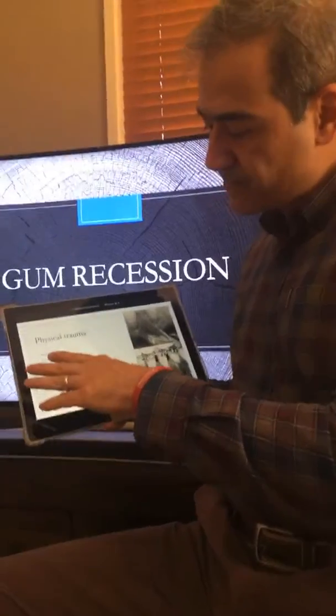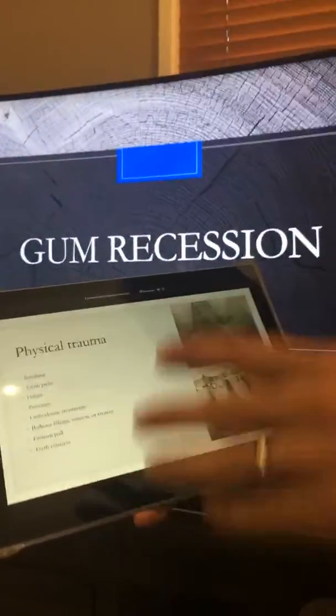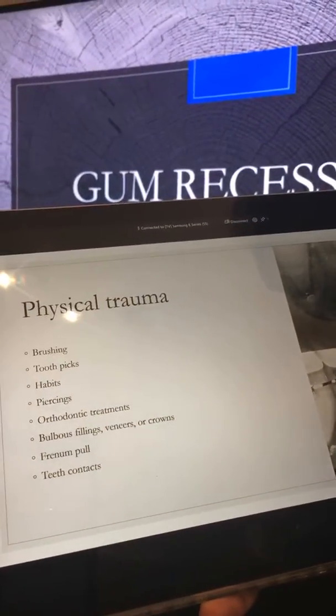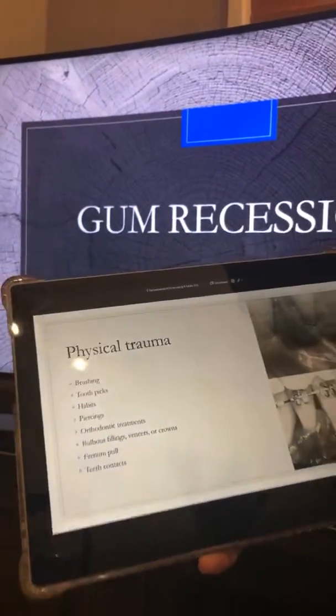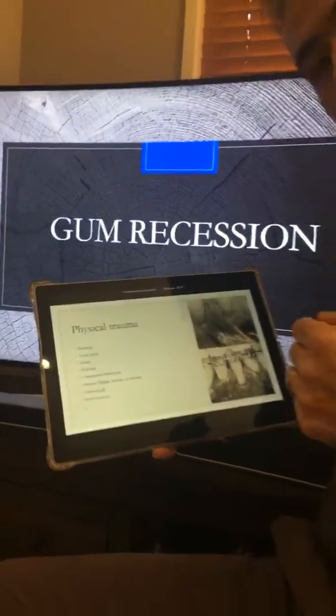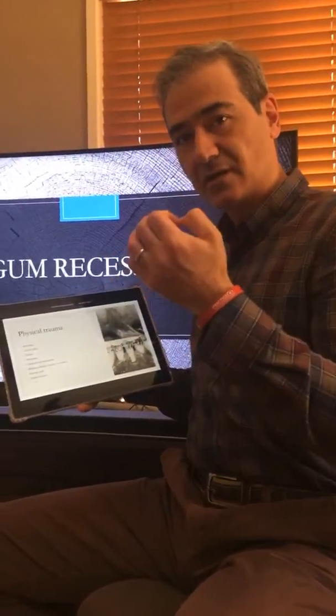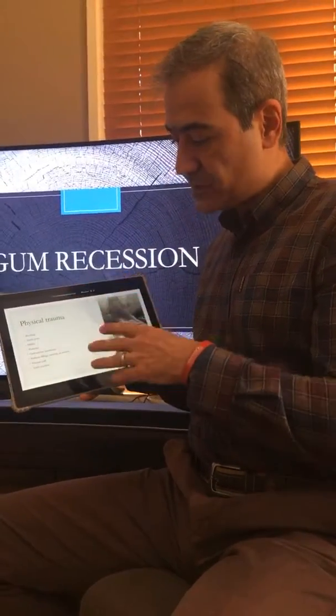The second one, toothpicks. We've seen many people have this habit of using toothpicks between their teeth, and especially between the teeth, over time it could cause gum recession. The third one are habits.